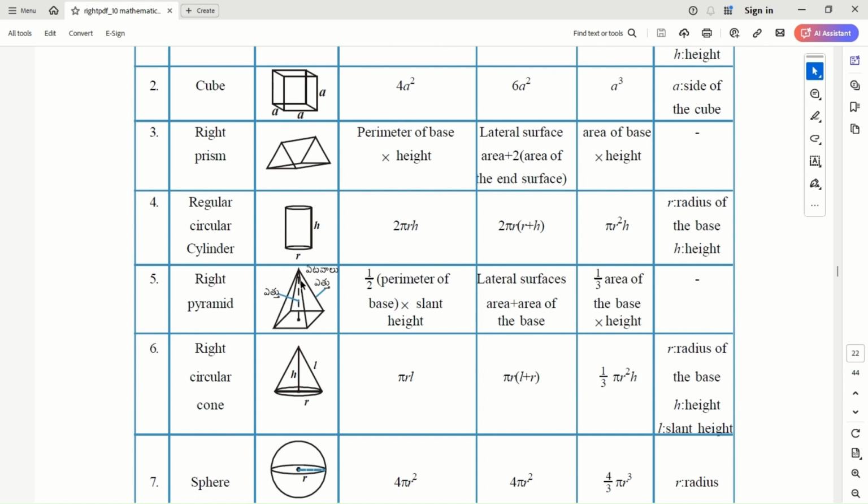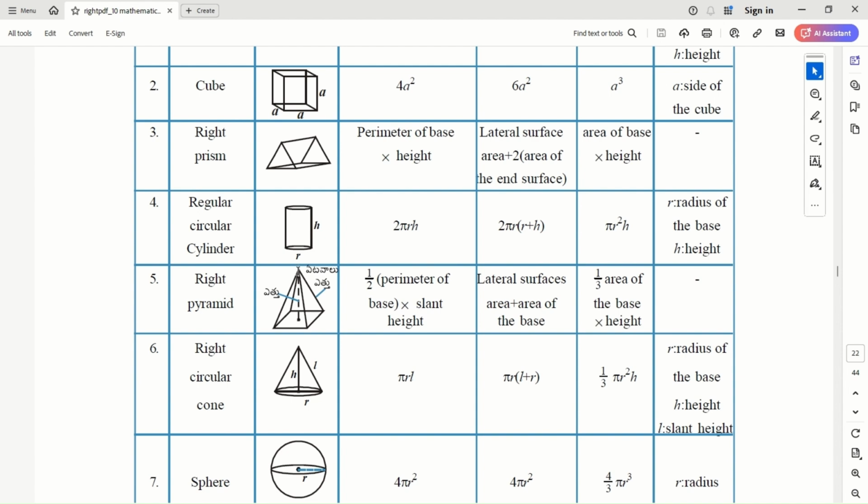For the pyramid, what is written is height. This is called height. Height is from the peak point to the center of the base. This is height. And what is this? This is the slant height.